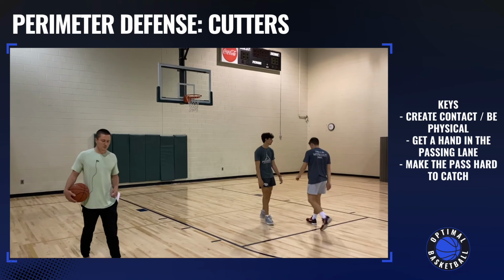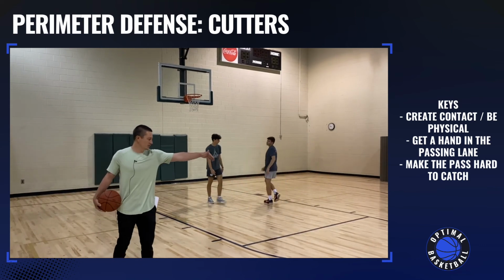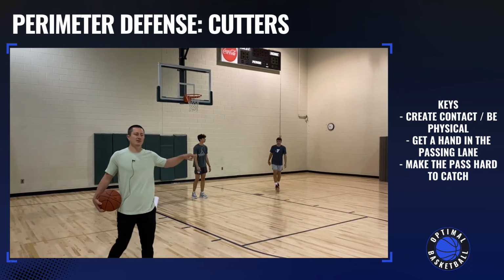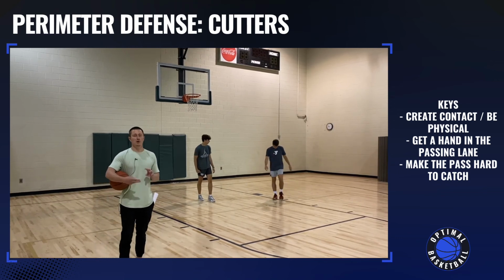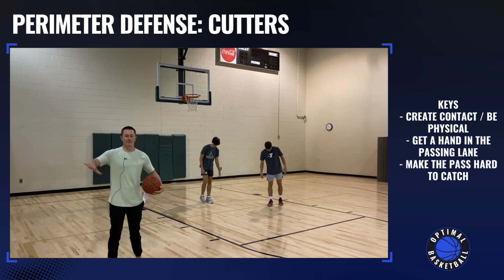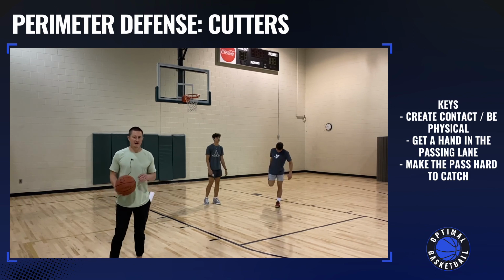So the key, whether you are denying a face cut from the top of the key or a flash cut, you always want to create contact. You always want to have your other arm up in the passing lane, and then you want to make the pass hard to catch.